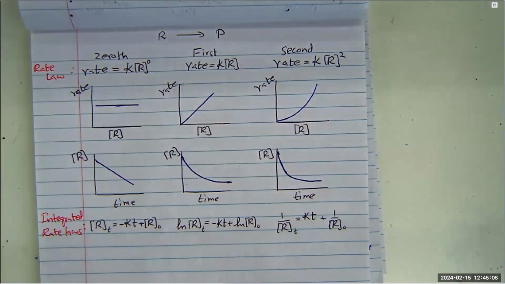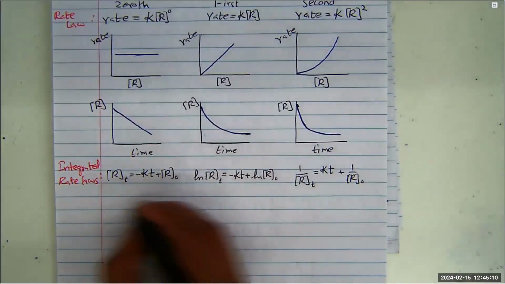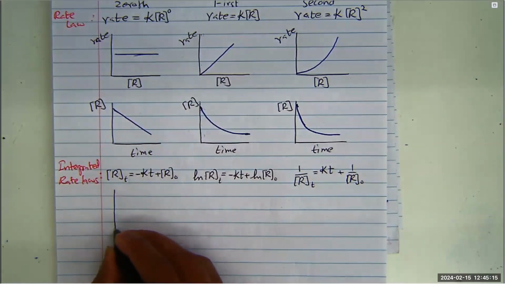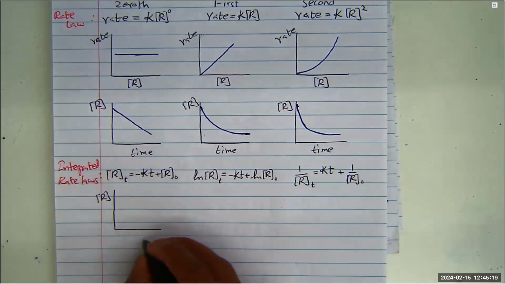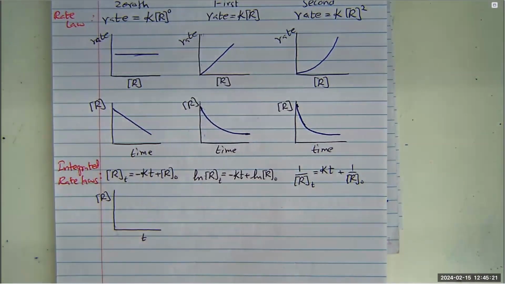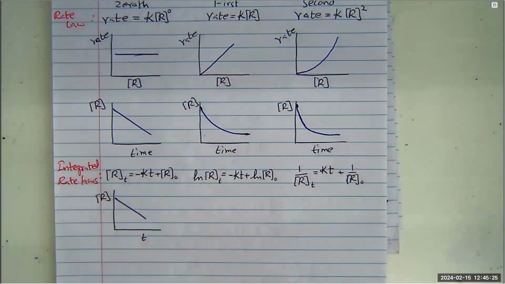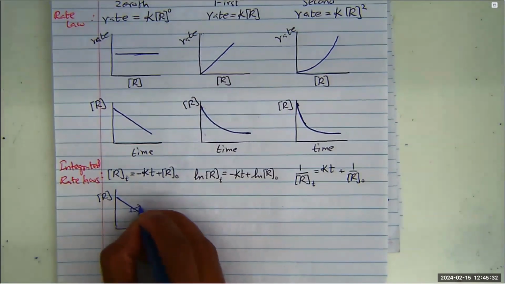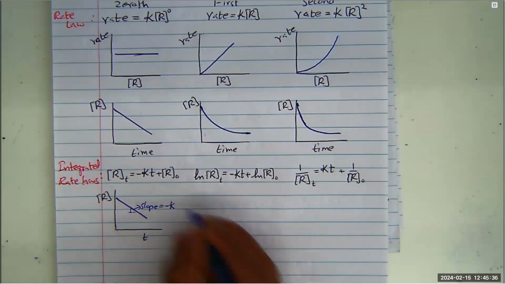So what this means is this. I'm going to draw 3 other graphs now again. If you plot reactant concentration versus time for a 0th order reaction, you're going to get a linear graph like that. And the slope of that graph is equal to negative k.